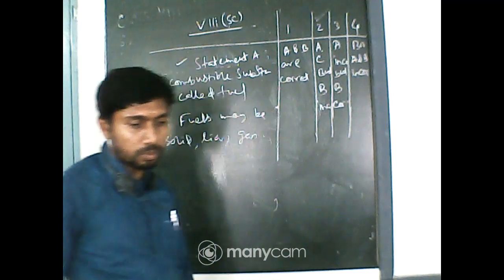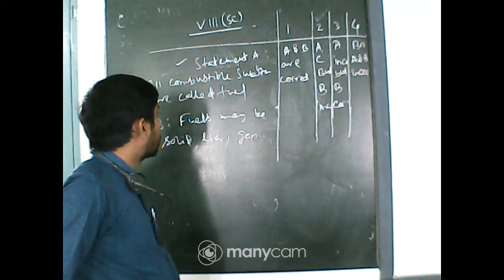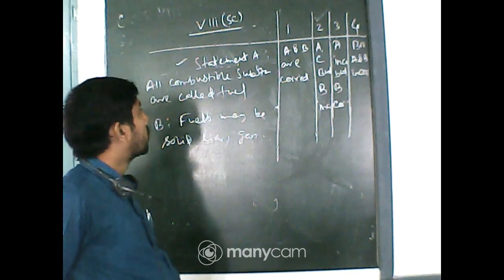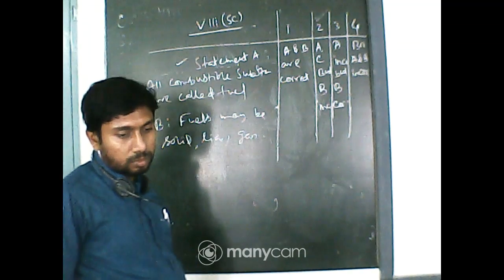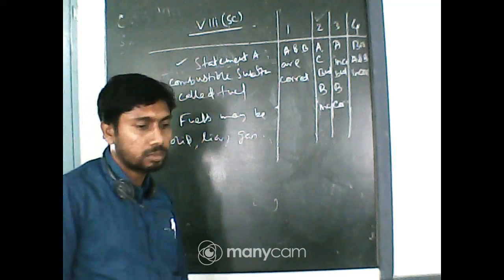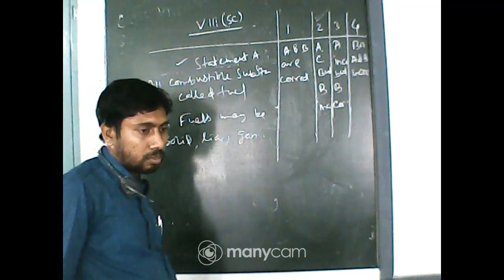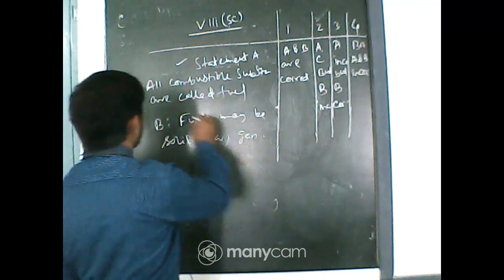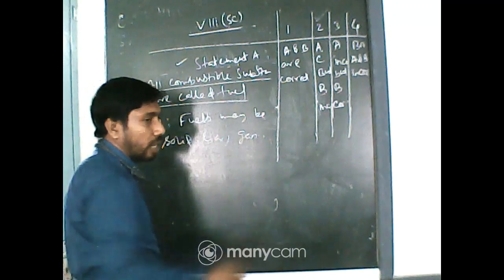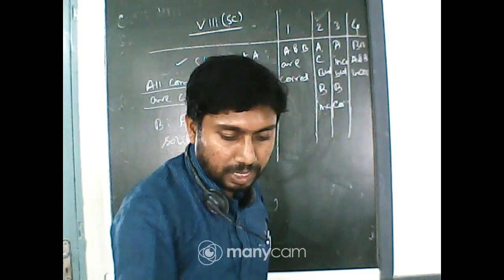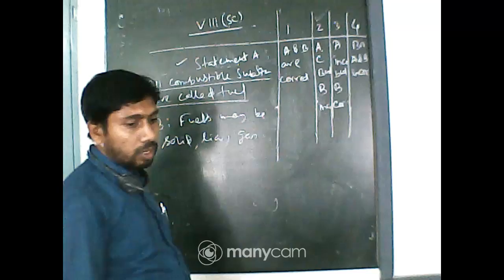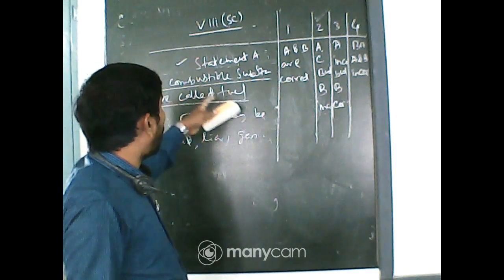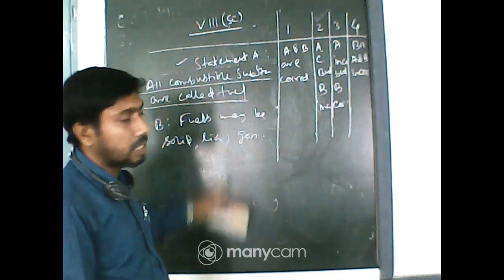Which option will be correct now? Option 1, A and B are correct. Check it well. No. Both are not correct. Statement A is not correct. All combustible substances are not fuel. They are generally called fuel, but actually they are not fuel. All fuels are combustible, but all combustible substances are not fuel.